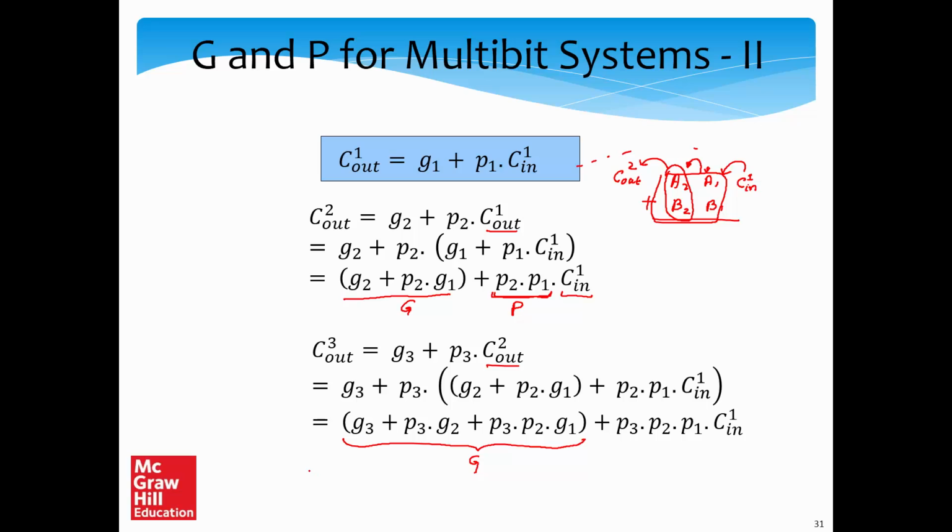So when will a 3-bit block generate? When either the third bit pair is generating, or the second bit pair is generating and the third bit pair is propagating, or the second and third bit pairs are propagating and the first bit pair is generating. And when will it propagate? It will propagate when all the 3-bit pairs P1, P2 and P3 are propagating, so the input carry will reflect in the output.